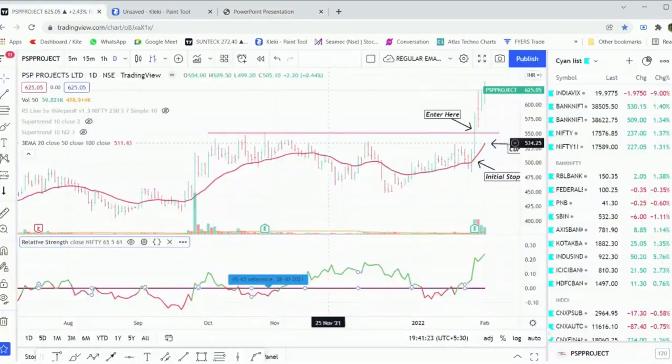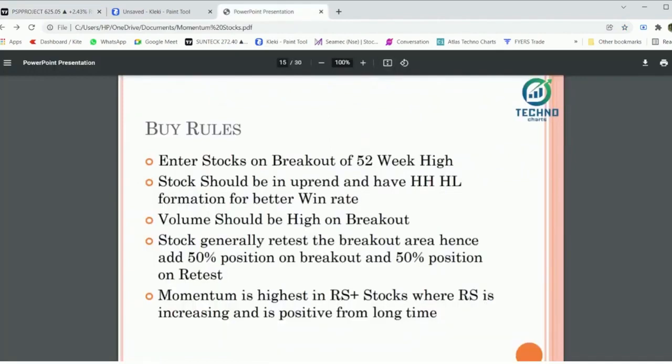For example, in this chart, the RS during this period was continuously increasing and decreasing, but in this period the RS is now increasing. So we have to look at those stocks where the RS line is increasing and is positive for a very long period of time. So we have seen the buy rules.